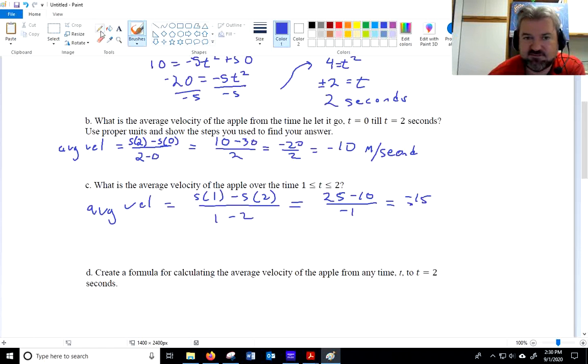But we need the units. Always need the units on these problems, please. Very important. They grade them. They're worth as many points as the answer. Meters per second.